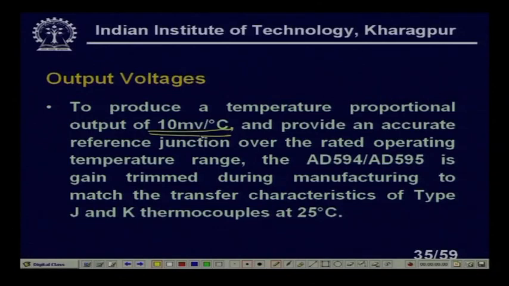To produce a temperature proportional output of 10 millivolt per degree centigrade, provide an accurate reference junction over the rated operating temperature range. AD594, AD595 is again trimmed during manufacturing to match the transfer characteristics of type J and K thermocouples at 25 degree centigrade.